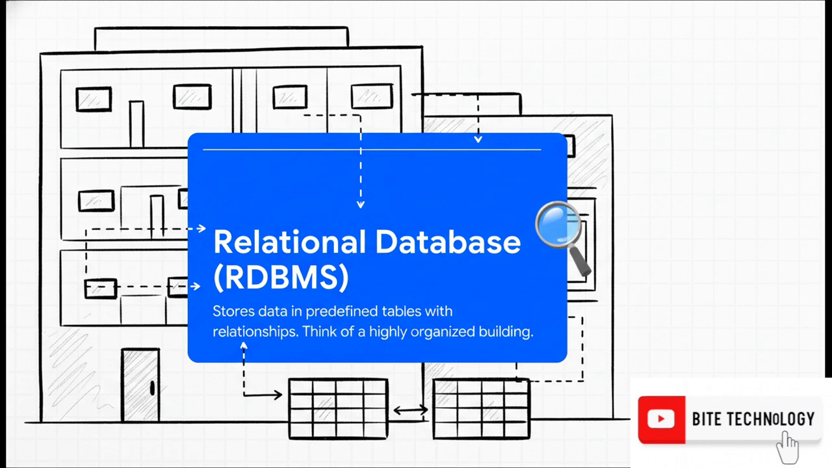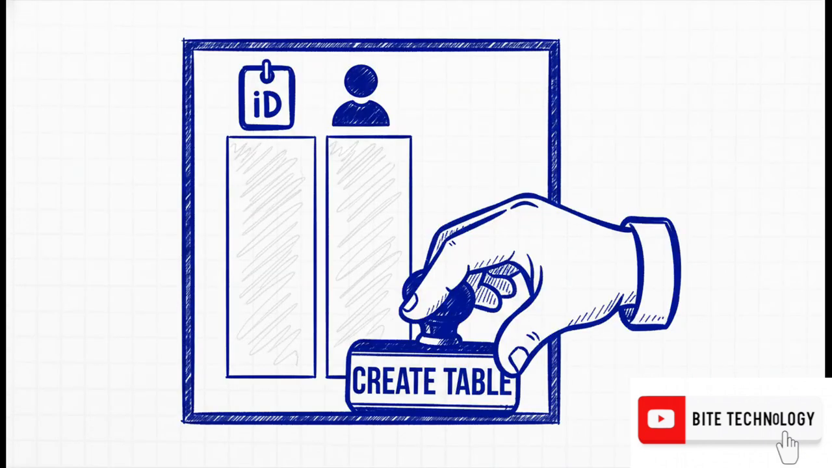No surprises. And here's what that blueprint actually looks like in the real world. Before you can add a single user, you have to lay down the law with a command like CREATE TABLE. You're literally telling the database, okay, listen up. For every user, I expect an ID, which is a number, and a name, which is text. And once that blueprint is approved, man, it is set in stone.